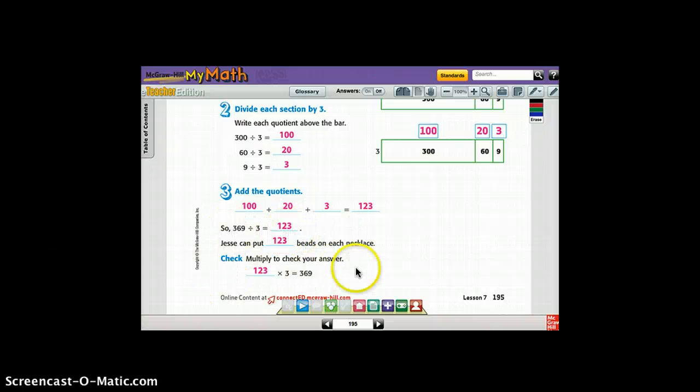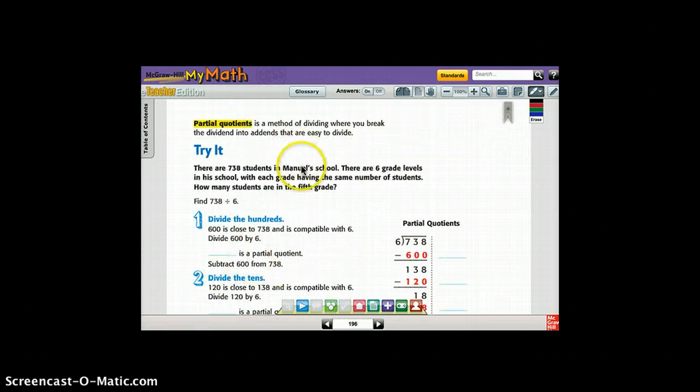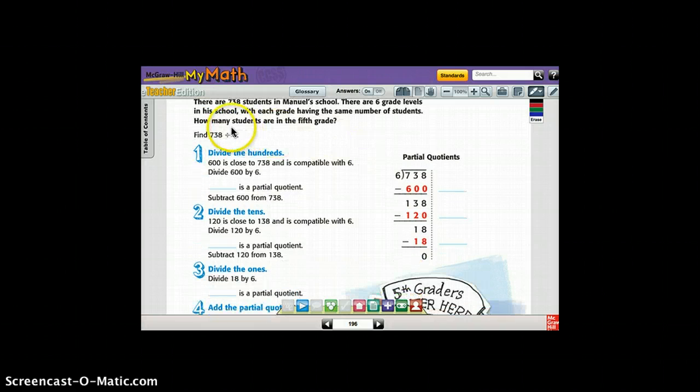So to check your answer, you can multiply. 123 times 3 equals 369. Okay, so I may have mixed this up on our last page, but what we were just talking about on page 195 was the distributive property. So now we're going to talk about partial quotients. So in this problem, it is 738 divided by 6. So they wrote it out kind of like long division, but it's a little bit different.